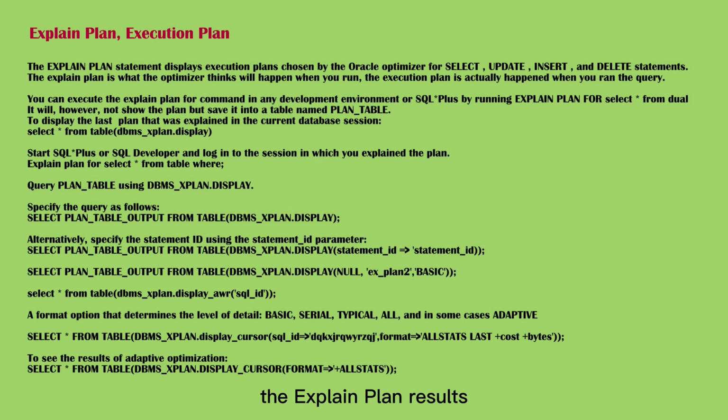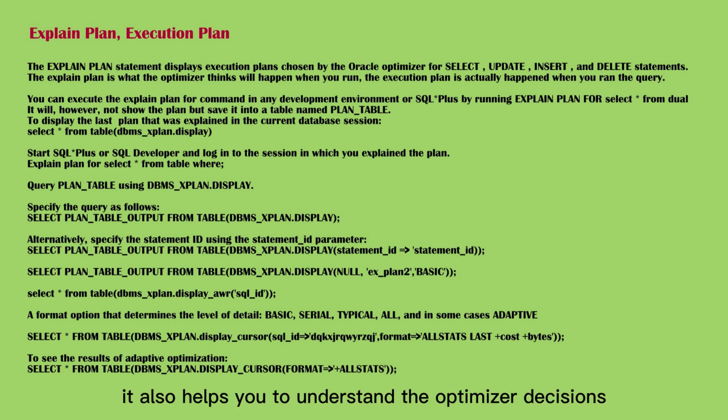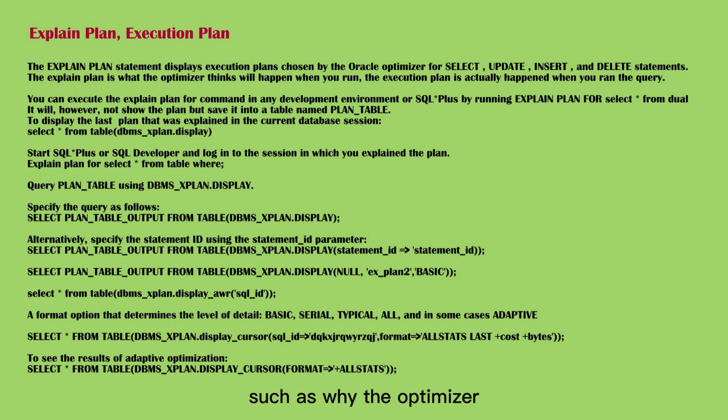The explain plan results let you determine whether the optimizer selects a particular execution plan, such as nested loops join. It also helps you to understand the optimizer decisions, such as why the optimizer chose a nested loops join instead of a hash join, and lets you understand the performance of a query. A statement's execution plan is the sequence of operations Oracle performs to run the statement.